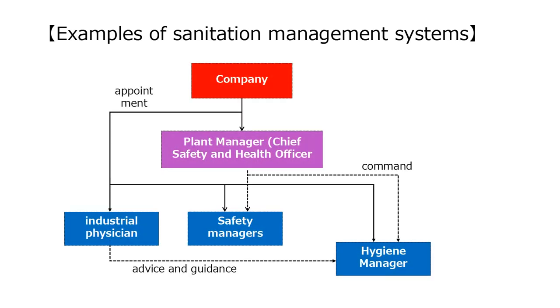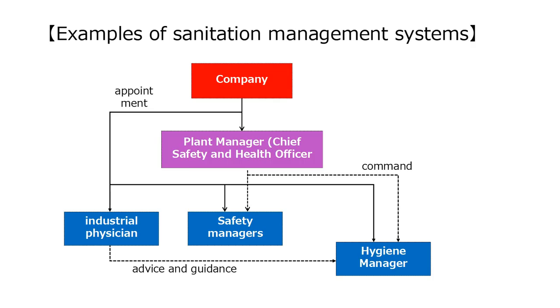Next, I would like to talk about an important mechanism to protect safety and health in the workplace. That is the sanitation management system. The purpose of creating a sanitation management system chart is to clarify who is responsible for what role in the workplace and what their responsibilities are. This will help each of us understand our roles and ensure that we are working on them.